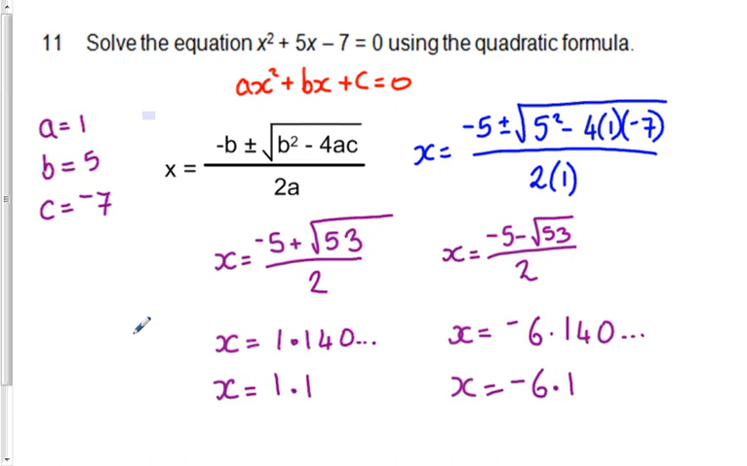Now you can type that in full, and using a careful use of brackets, you wouldn't have to simplify that to 5 squared minus 4 times 1 times negative 7 yourself. Just be careful with your brackets. Once we have our two roots, we're done, and we can move on.